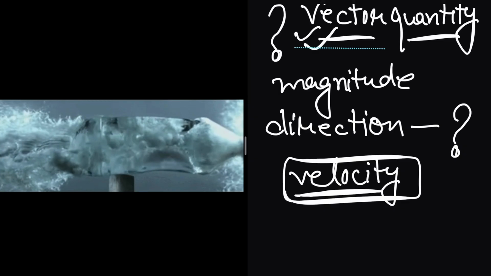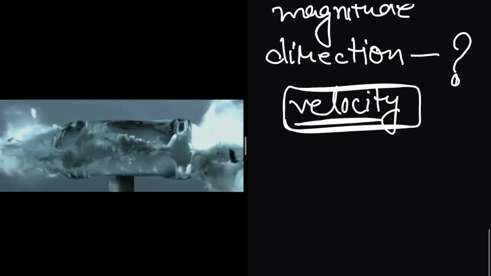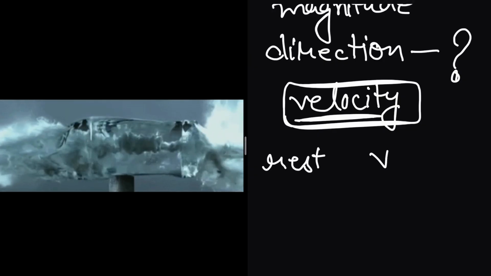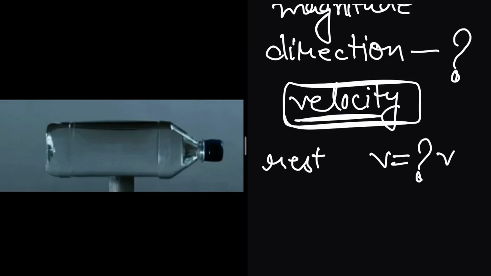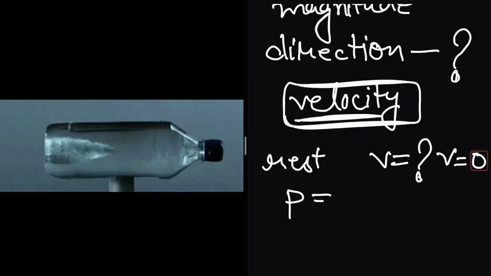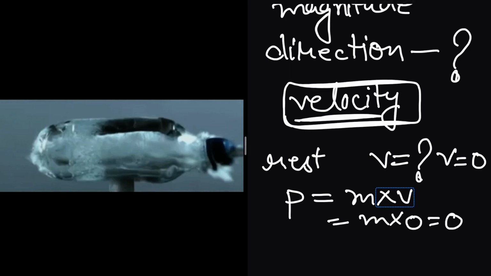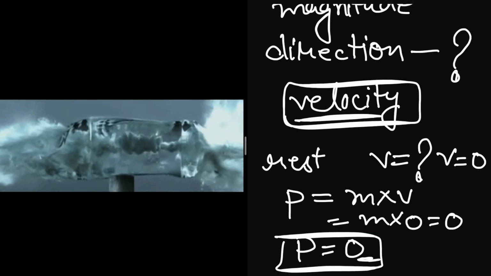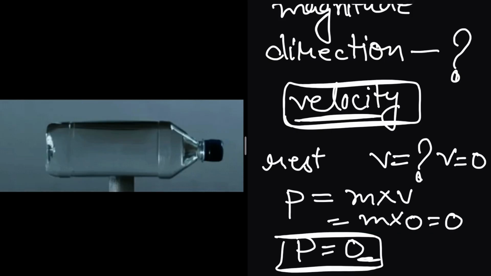Now another question: what will happen if the body is at rest? Students, if the body is at rest, what will be its velocity? Its velocity will be 0. So if velocity is 0, the momentum, which is the product of mass and velocity, will also be 0. So if a body is at rest, the linear momentum of that body will be 0. The body which is at rest possesses no linear momentum.